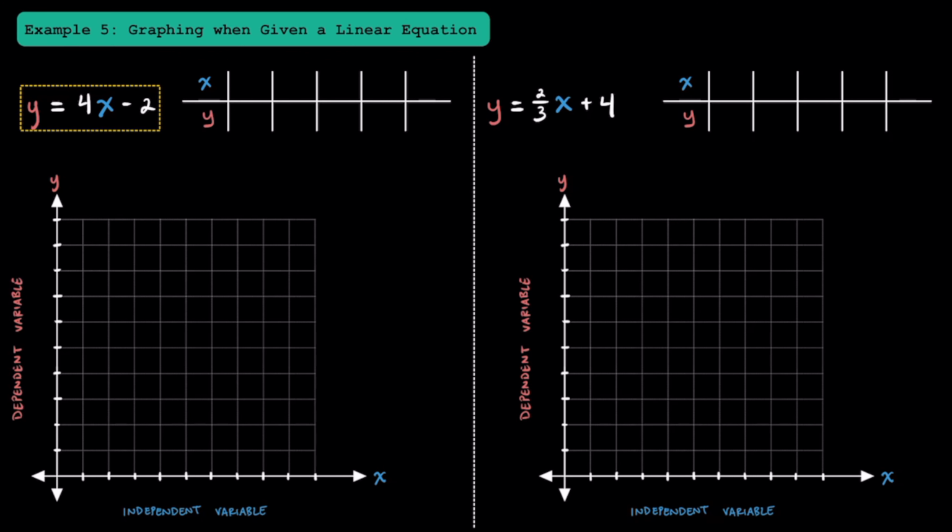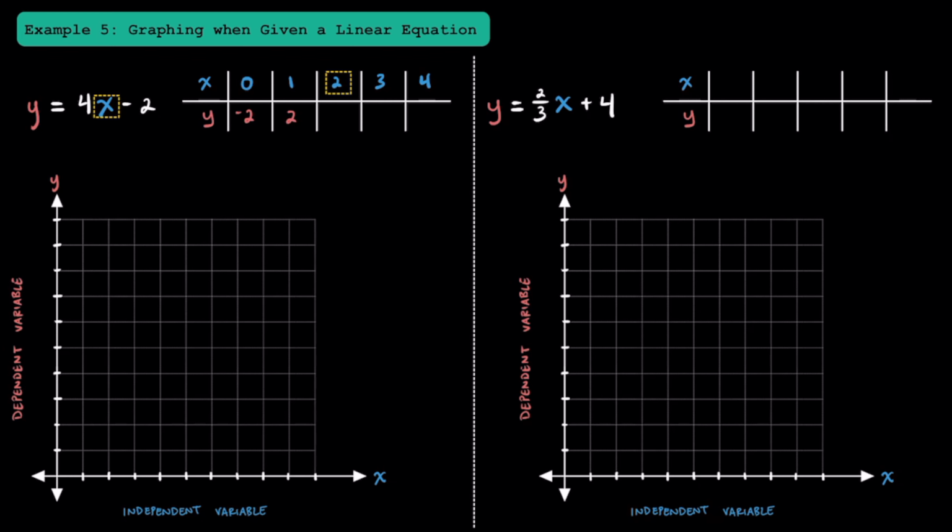Here we have the linear equation y is equal to 4x minus 2. And when you're given a blank table, feel free to choose any x values you'd like to plug into our equation. When x is 0, we have 4 times 0, which is 0, minus 2, which is just equal to negative 2. When x is 1, we have 4 times 1, which is 4, minus 2, which is equal to 2.